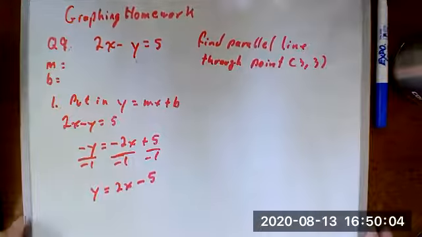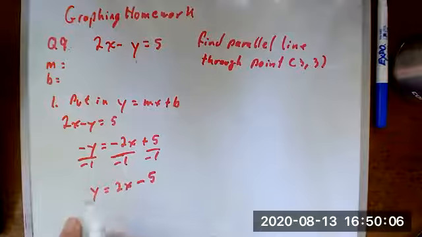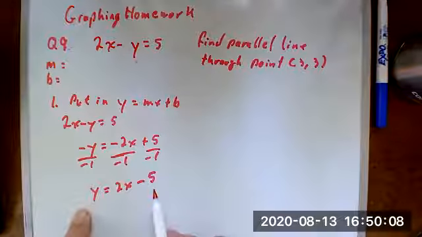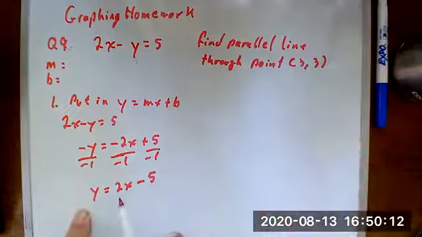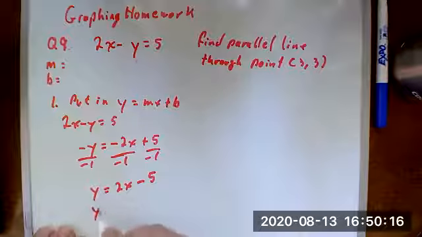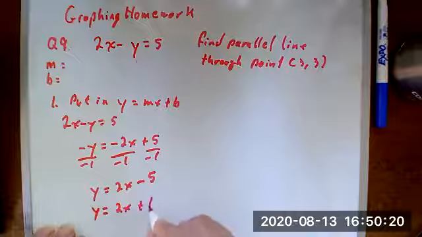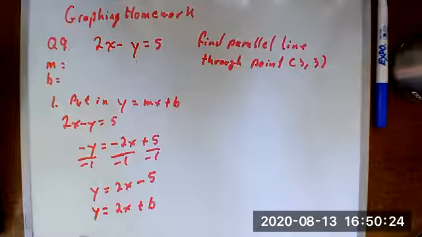So, this is the line that we've been given. It's now just in y equals mx plus b form. We want to find the parallel line, which means we're going to use that same slope. So the equation then becomes y equals 2x plus b. So this is really step 2. We want to find b.